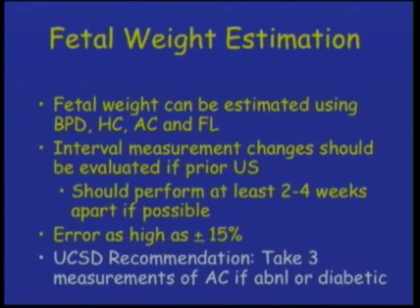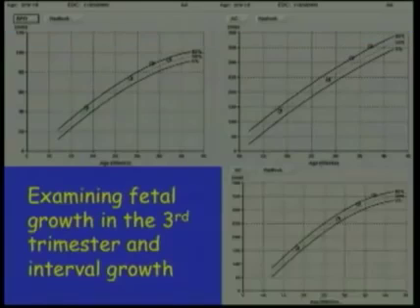At our institution at the University of California, San Diego, we take 3 measurements of the abdomen circumference in the third trimester if it's an abnormal number or if the patient is diabetic. We do look at the growth curves in order to assess for fetal growth in the third trimester, and these would be fairly normal measurements up on the left, but you look at the abdominal circumference, it's going up above the 95th percentile in the curve on the right.